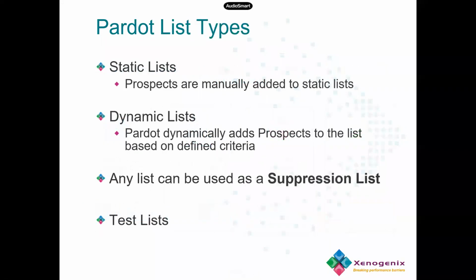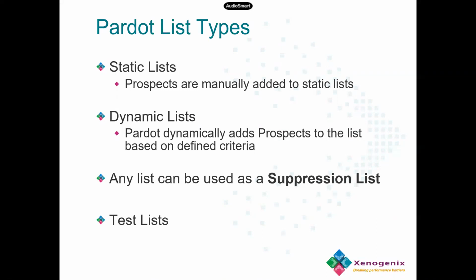Okay, so there are really two types of Pardot lists, and they are called static and dynamic lists. So a static list is really a list that you create and then you manually add your prospects to that list. There are loads of ways in which you can add your prospects, and that's going to form part of the kind of demo bit that I'm going to do in a minute.